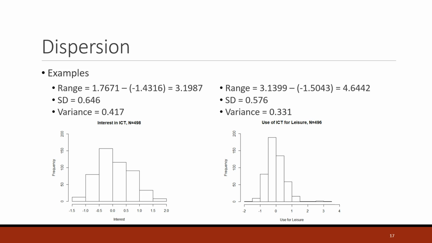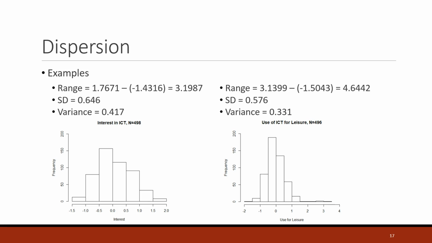Then for our use of internet, computers, and technology for leisure variable on the right, the range is the highest value, so 3.1399, minus the lowest value, which is negative 1.5043, which gives us a range then of 4.6442.